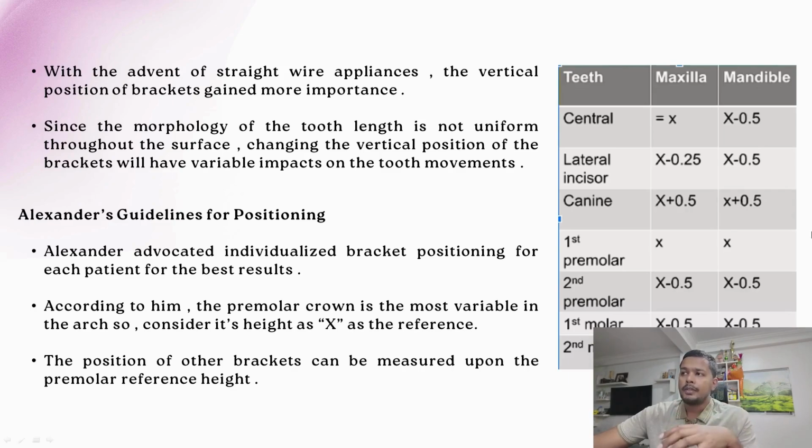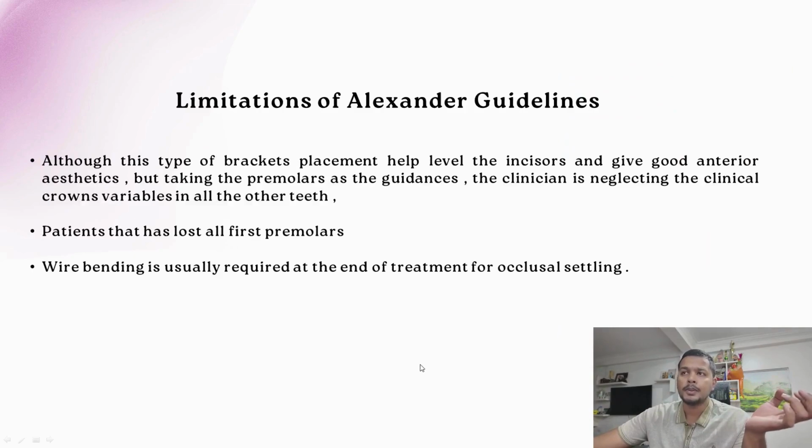You can see the graph at the right side. For the first premolar, there's an X here. You have to measure the height of the premolar, and the positions of the other brackets can be measured based on the premolar's reference height. So you can place brackets individually on different people. It's not the same position, like 4.5, 5.5, 3.5 millimeters, for all persons. This is what Alexander proposed.